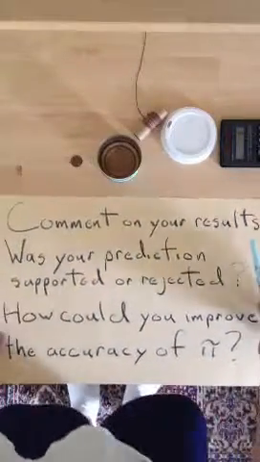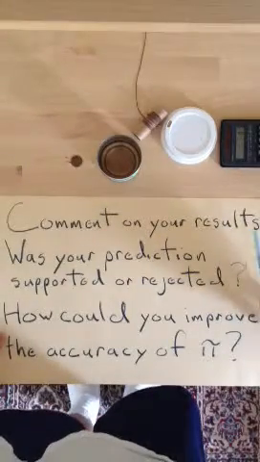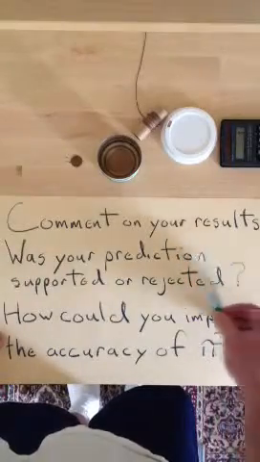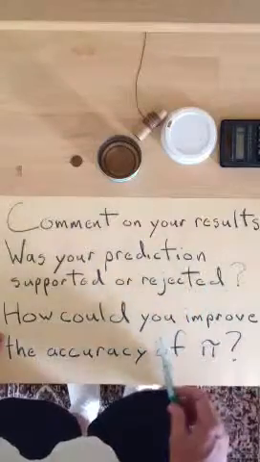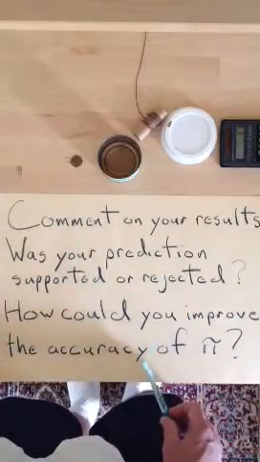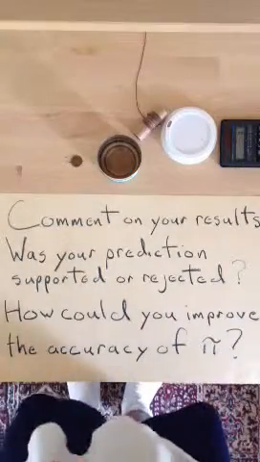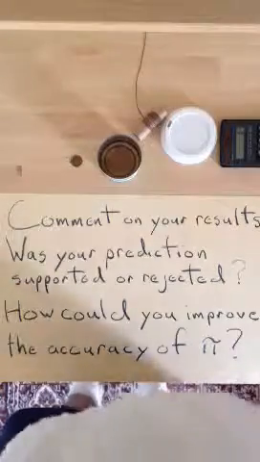And then after you perform the experiment, draw your table, draw your graphs. The graph and table will tell you a story. Comment on that story. Was your hypothesis or prediction supported or rejected? And finally, how could you improve the accuracy of your measurement of pi? How could you get closer to 3.14159? Happy experimenting, and I'll see you at the next inquiry.